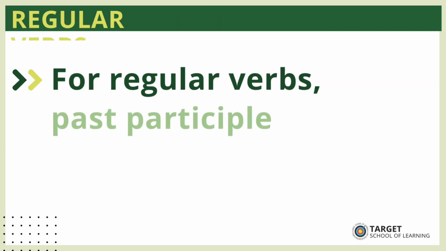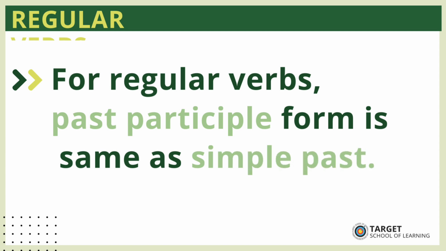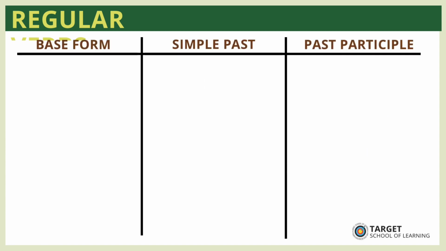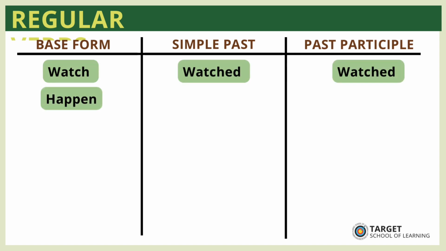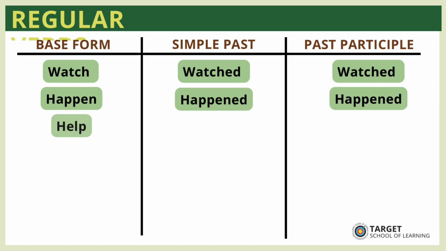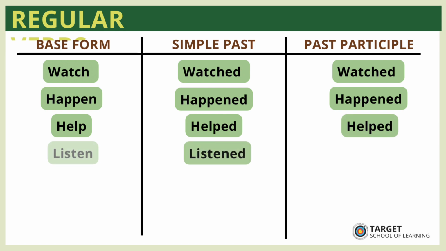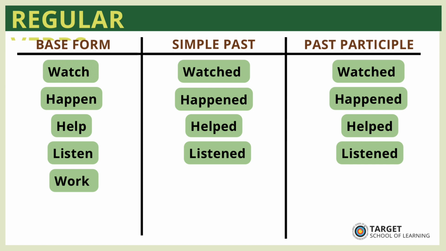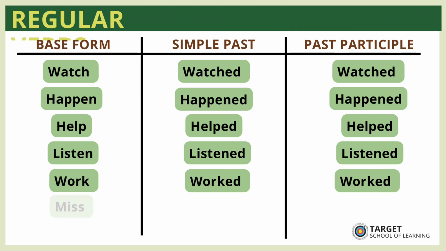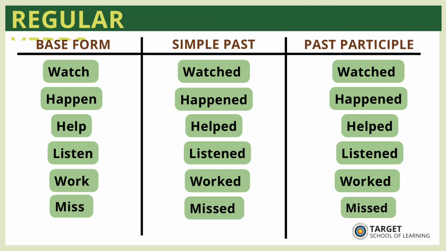For regular verbs, past participle form is same as simple past. Look at this table. Watch, watched, watched. Happen, happened, happened. Help, helped, helped. Listen, listened, listened. Work, worked, worked. Miss, missed, missed. Check the verb form. Past participle is same as past simple.